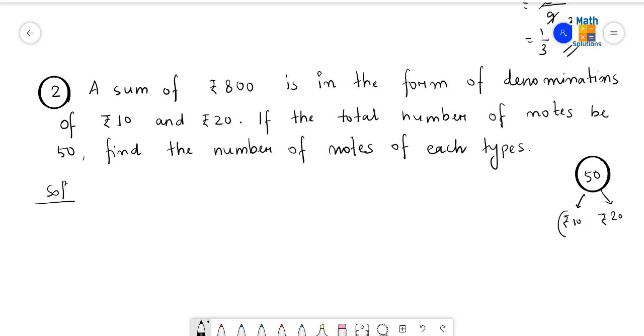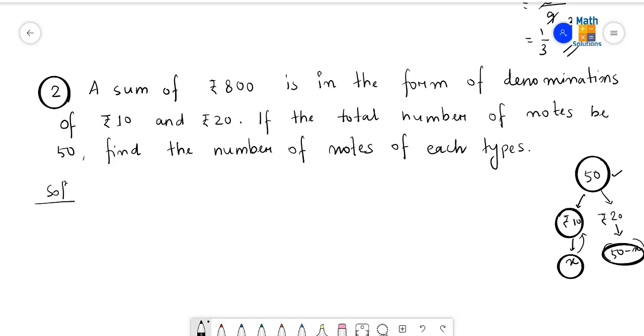So I consider, let there be x numbers of rupees 10 notes. Then what will be the number of notes in case of rupees 20? Then it will be, of course, from the total number of notes I have to subtract x, the number of notes of rupees 10. So in this case, the total number of notes of rupees 20 will be, of course, 50 minus x.